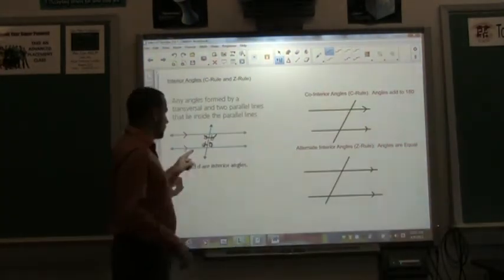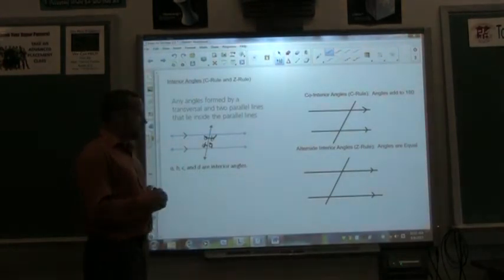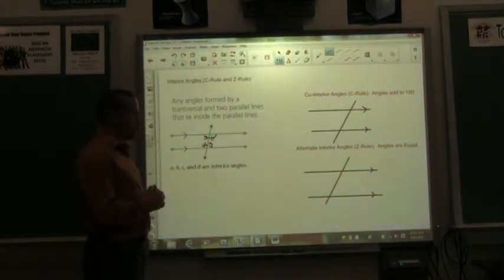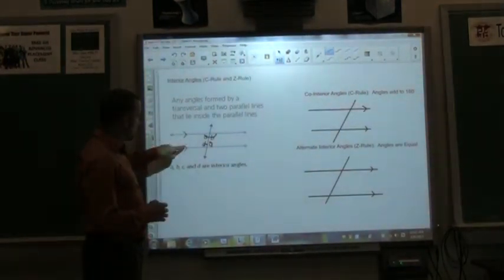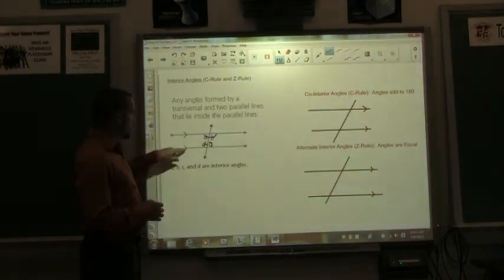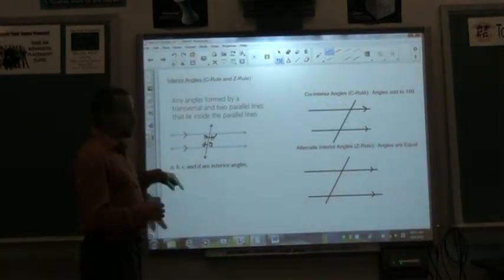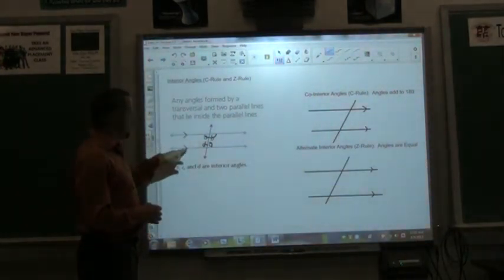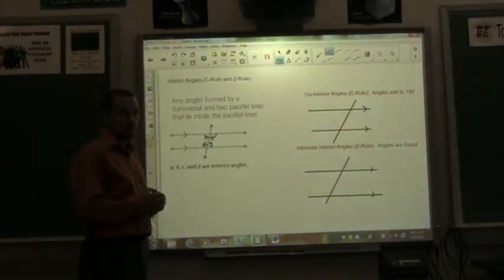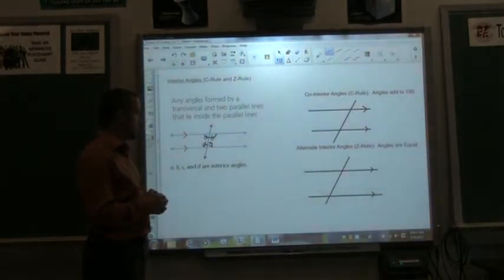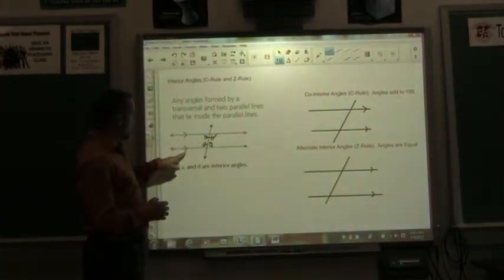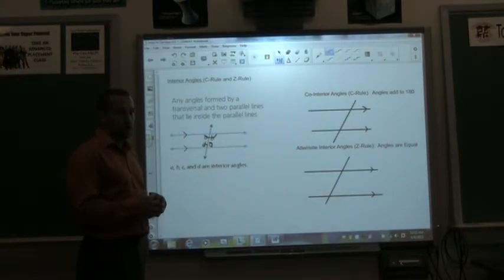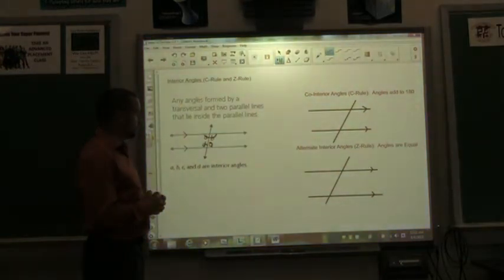One other note before we go on, a way that in a diagram can show you that two lines are parallel are these arrow symbols. These arrow symbols let you know that you can assume that the two lines are parallel. If you don't see these arrow symbols, they might look parallel, but you can't assume that they're parallel. So the arrows in the middle of the line tell you that two lines are parallel.